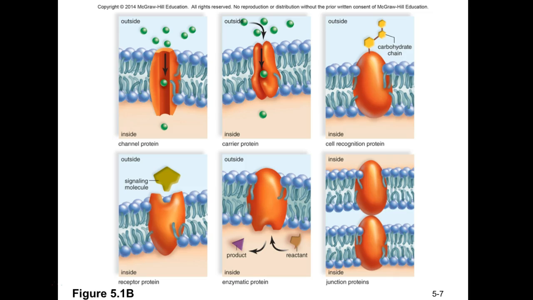So here you can see different proteins: what the channel protein will look like, a carrier protein, the cell recognition protein, receptor protein, enzymatic and junction proteins. In general, just have a basic understanding of the various types of proteins, but as far as specifics at this time, you really don't need to know that for this particular class. However, should you take an advanced placement biology course down the road, these proteins would have a lot more significance, and you will study them in greater detail.